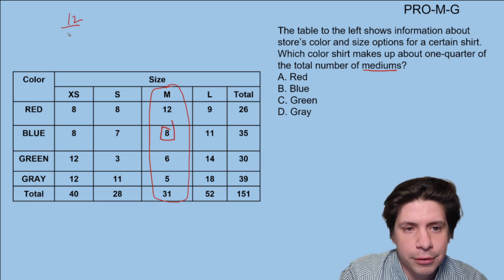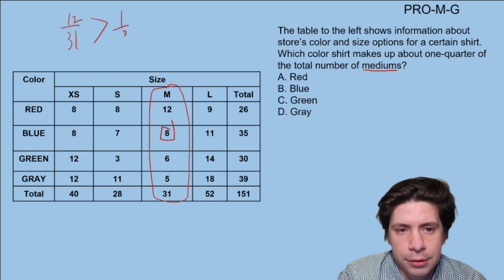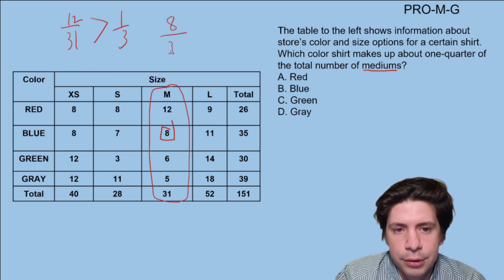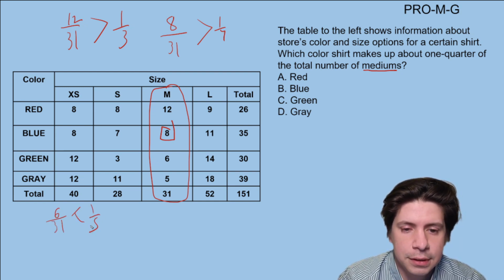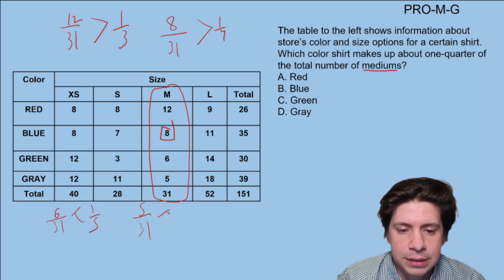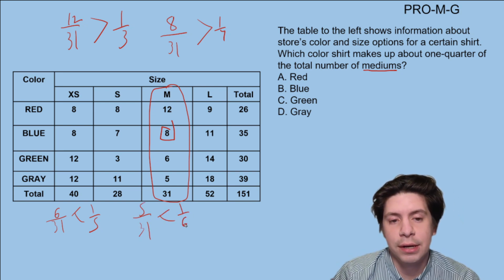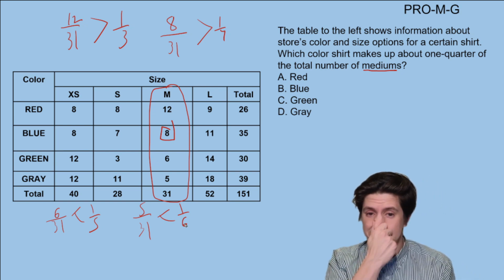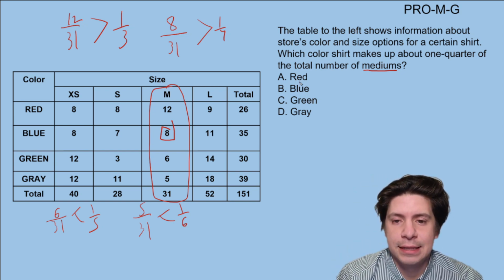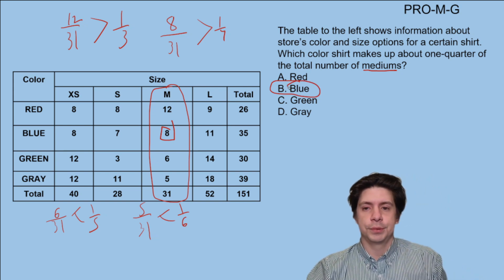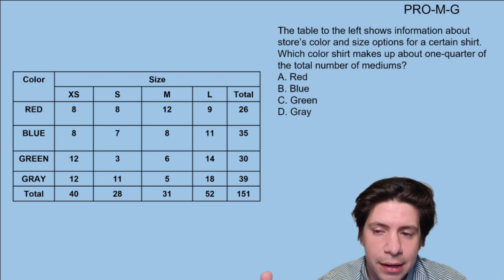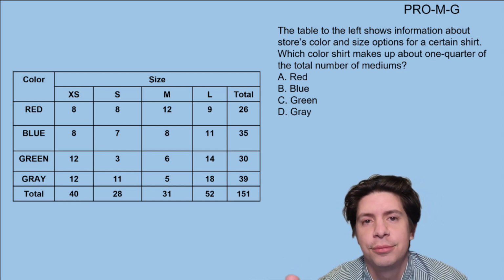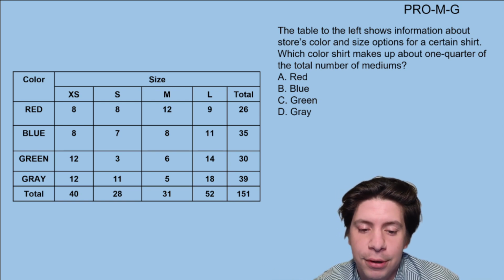Because we had 12/31 greater than 1/3, 8/31 greater than 1/4 but close. Then we're going to have 6/31, which is less than 1/5, and 5/31, which is less than 1/6. And the closest one is going to be 8/31. And that gives us the answer B for the blue. Okay. So this one is about estimating and understanding what it means to be at 1/4, and to be comfortable with numbers that aren't exactly what we're looking for, but are close.